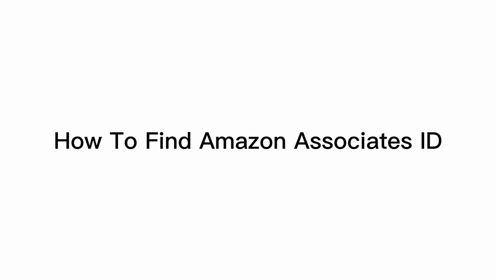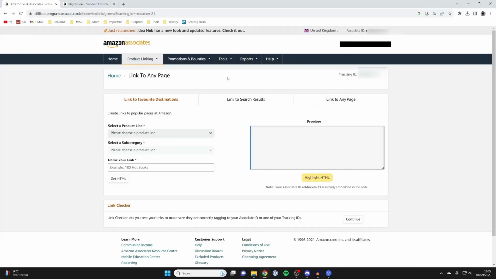In this video, I'm going to show you how to find your Amazon Associates ID. Now, there are a couple of different ways you can use to find your Amazon Associate ID or Affiliate ID, and I'll show you how. For the first way, all you need to do is come to the Amazon Associates website, so just search that in a search engine, and then sign into your account.